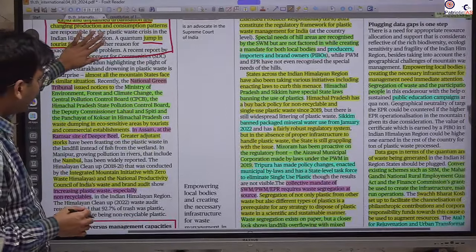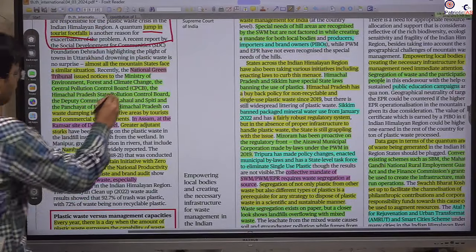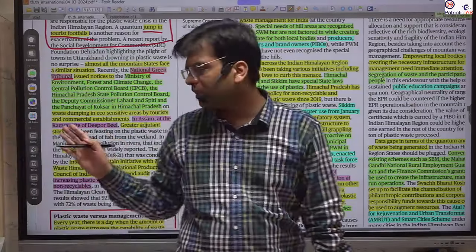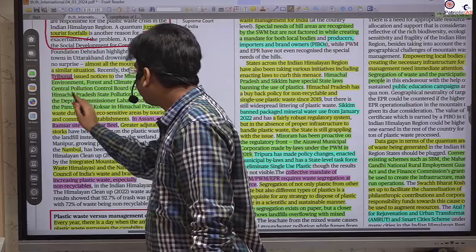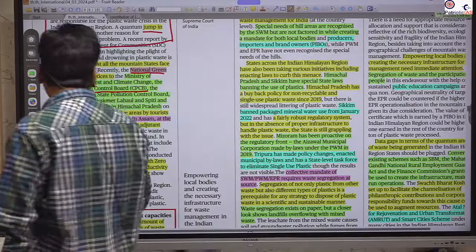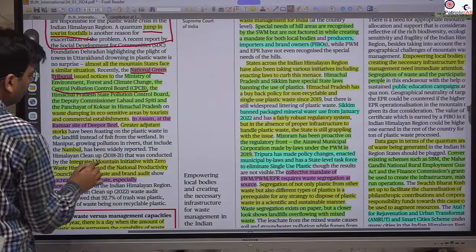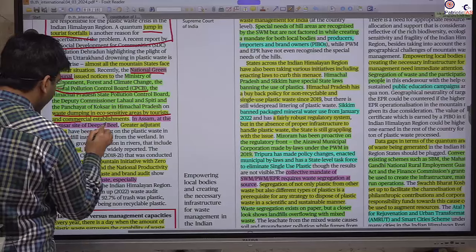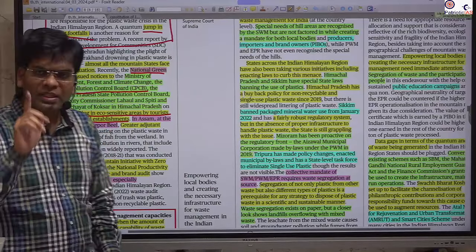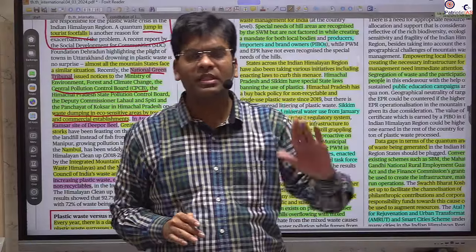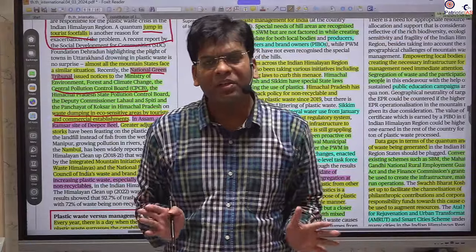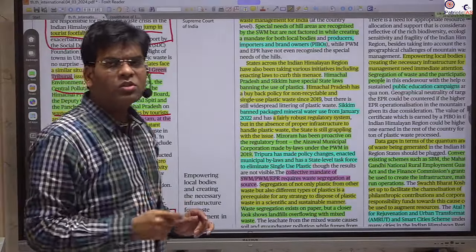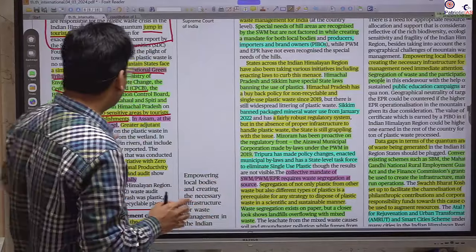The extent is so much that our National Green Tribunal has issued a notice to the Ministry of Forest and other bodies such as our Central Pollution Control Board and the State Pollution Control Board, for the waste dumping in eco-sensitive areas by tourists and commercial establishments at that place. You can see that even if you go to places such as Kedarnath, Badrinath, anywhere, you will find such type of waste that is being created by the tourists and those shopkeepers, those establishments.